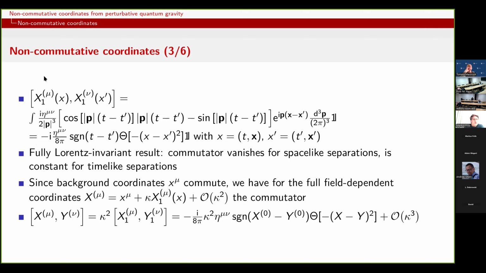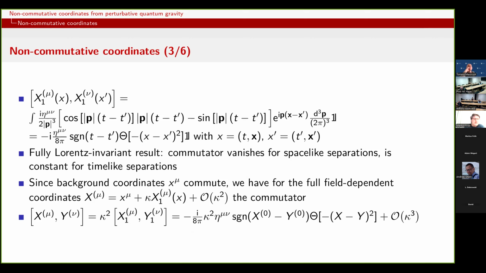So for these first order corrections, which are proportional to the h, if you compute their commutator in this approach, you get one expression in Fourier space and one expression in real space. And it has a very peculiar structure. It's not just some constant matrix that would enter on the right-hand side, but the tensor structure is given by the background Minkowski metric eta. Then it's 0 outside the light cone, so this commutator also vanishes for space-like separations.